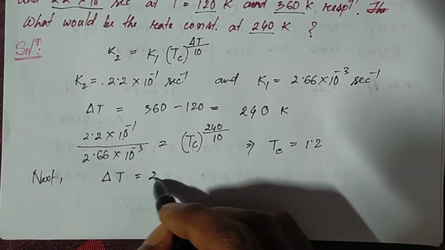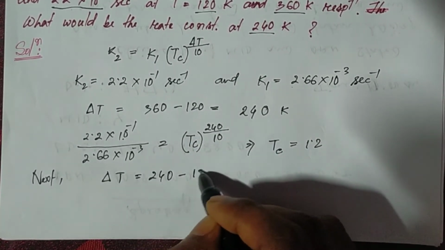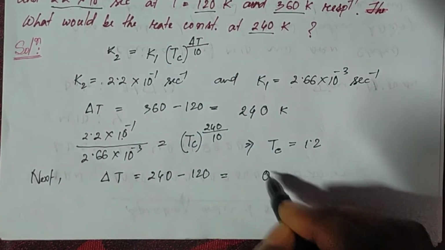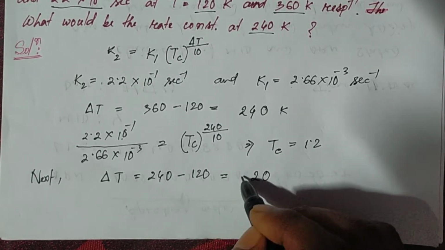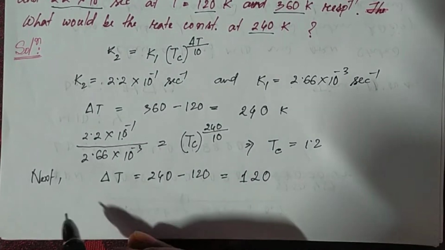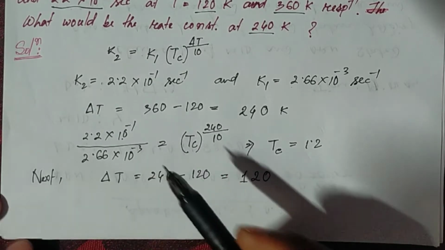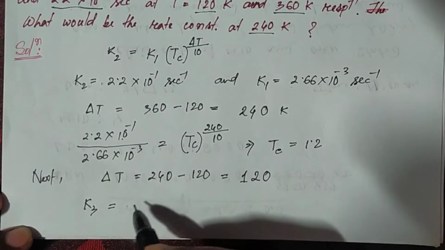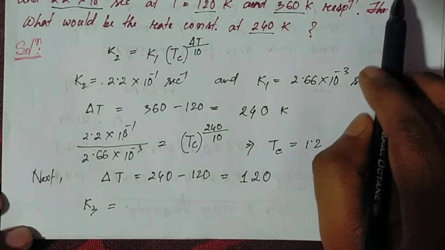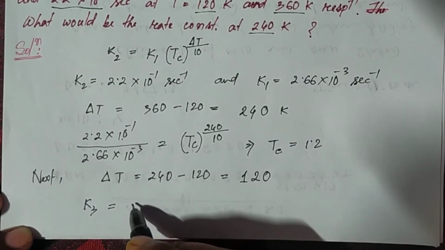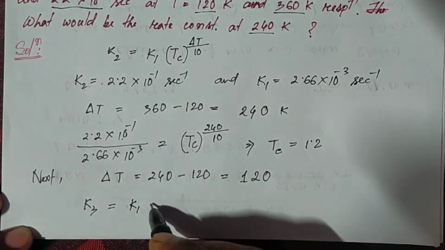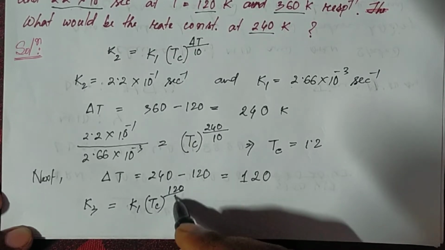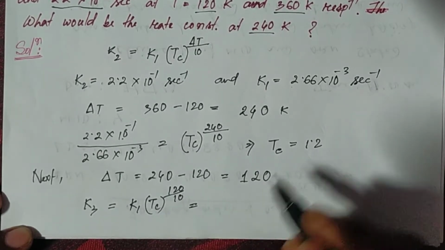Del T means 240 minus 120, and here it is 120. Okay, so next we need the rate constant, that means it is k3. And k1 will be, here it is tc, and del t will be 120 divided by 10.